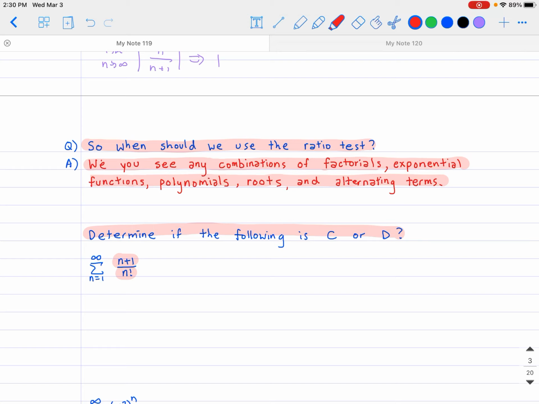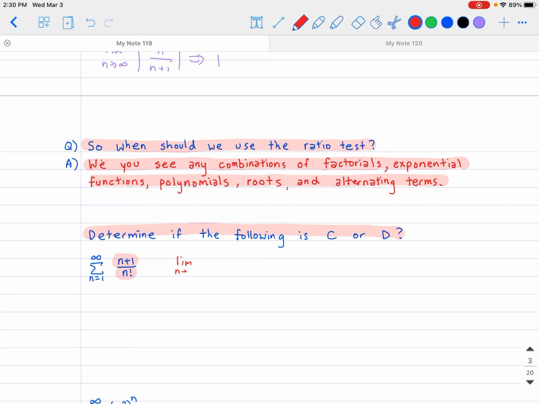It's not alternating, so that's not going to work. Comparison, well, I don't even know what to compare it to. And definitely this is not geometric. So that means now we're going to go ahead and apply the ratio test and see how that works out. So what we're going to do is solve for the following then.